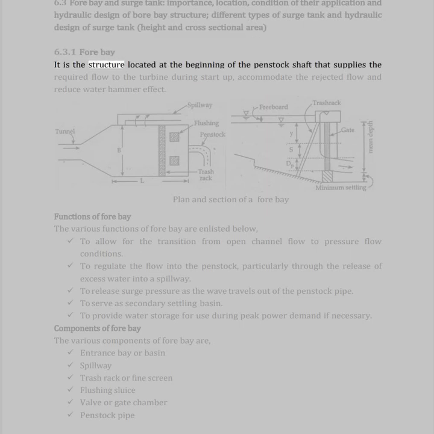6.3.4.1 Forebay. It is the structure located at the beginning of the penstock shaft that supplies the required flow to the turbine during startup, accommodates the rejected flow and reduces water hammer effect. Plan and section of a forebay.